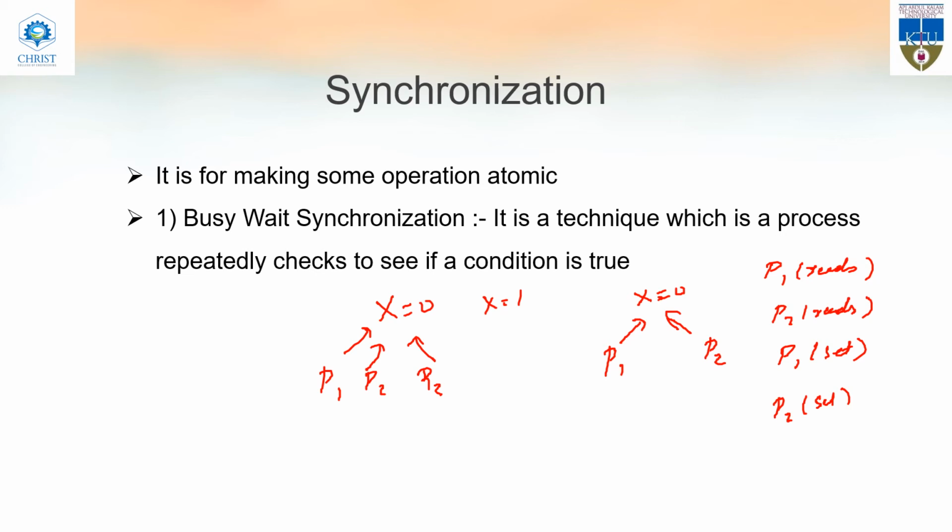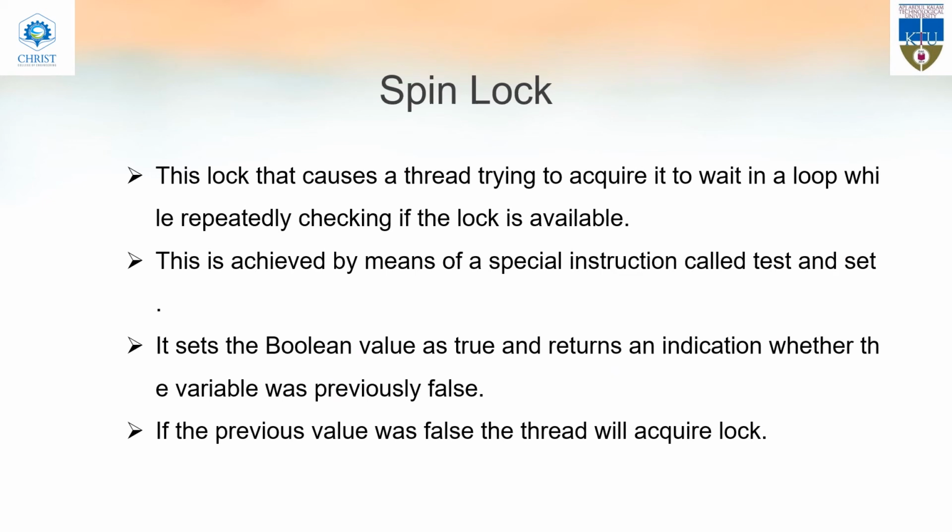To avoid this contingency, we use something called test and set. The name is test and set, but actually what happens is set and test. In this approach, which is called the spin lock, we use test and set.